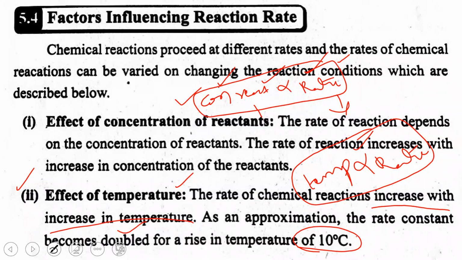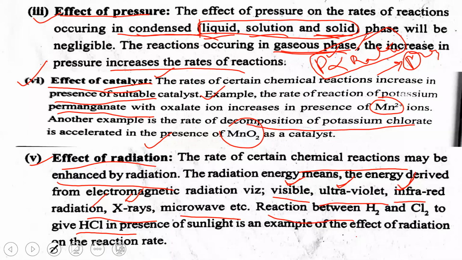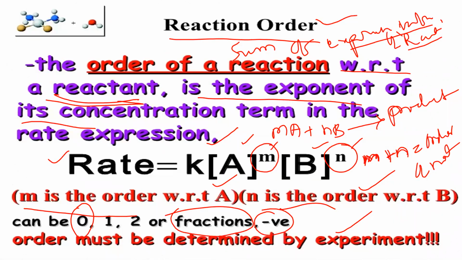And there are some factors that affect the rate of the reactions: concentration, temperature, pressure, catalysts, radiations, and order of the reaction. Finally, order of the reaction gives the information about what type of reaction it is, whether it is first order, second order, third order, or zero order. So order of the reaction is the sum of the exponent values of the reactants. That is known as the order of the reaction.